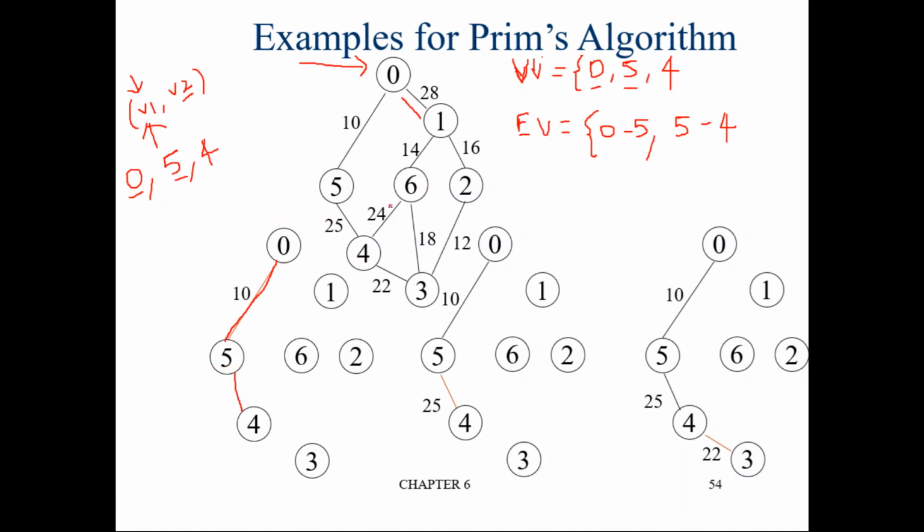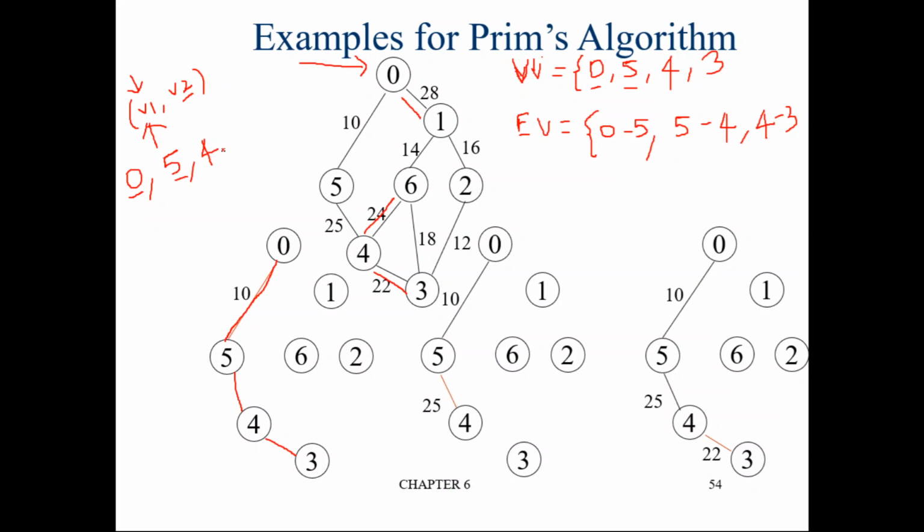From 5 we don't have any option. From 4 we have many options. We have 4 to 6, we have 4 to 3, so 2 options; 4 to 5 is already added. Okay, so from these pick the minimum cost edge. Which is the minimum cost edge? 28, 24, 22. This 4 to 3 is the minimum cost edge. So we add 4 to 3 to the edges visited list. So this edge is added, and now one more vertex is visited. This is the end of the third round.